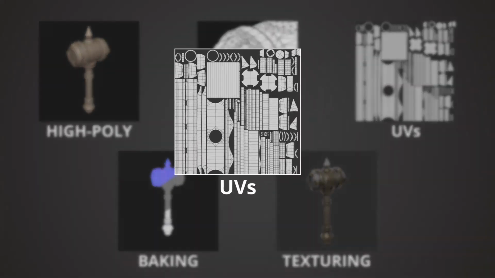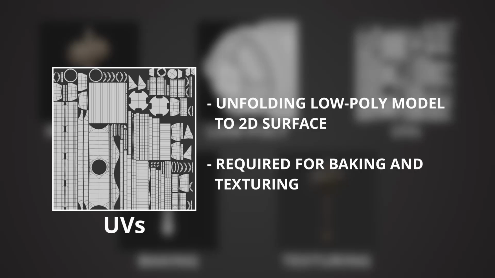After that comes UV unwrapping. This is the process of unfolding the low poly model to a flat plane so we can apply textures to it.